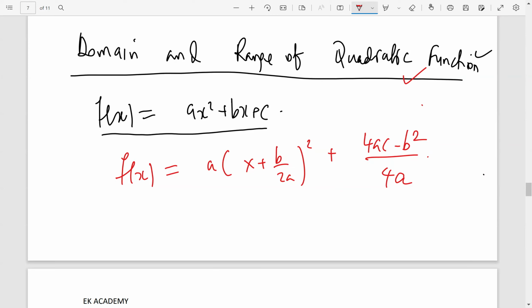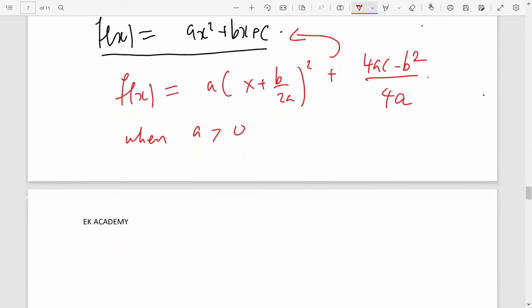So this is the rewritten form of our quadratic equation above. And we said when a is greater than 0, this expression here is going to be greater than 0. So f of x will be greater or equal to 4ac minus b squared over 4a.